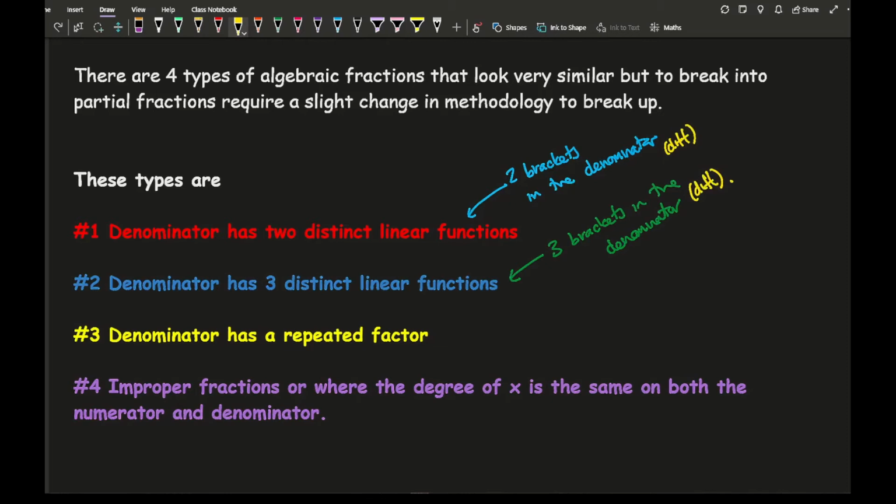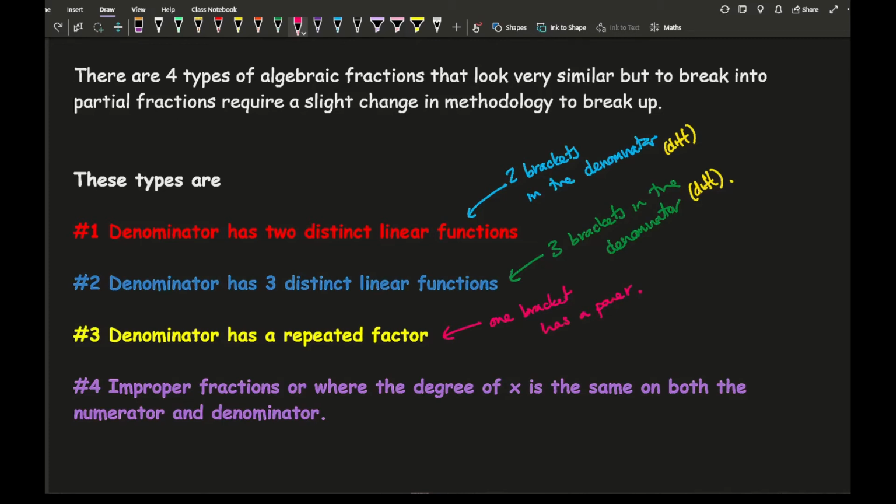Now the third one is basically where one of the brackets has a power. Commonly at this level it's only going to be 2, it might be 3 at worst case scenario, but again, one of the brackets will have a power.